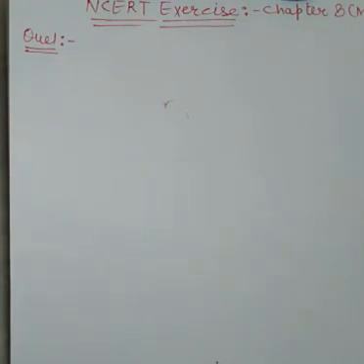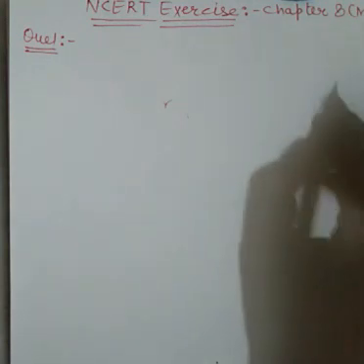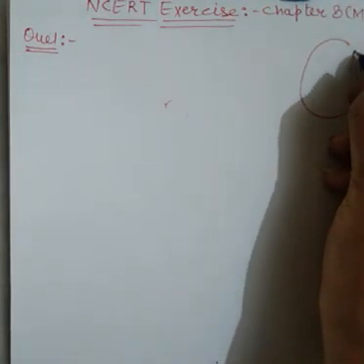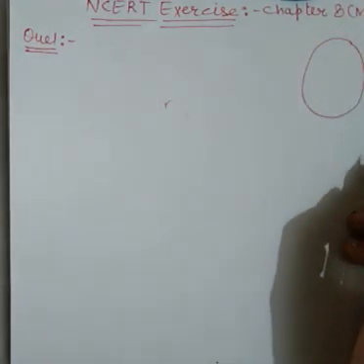Before doing any NCERT exercise, all of you must open your NCERT book to read the statement, but I am trying to make the statement clear here. So let's start. First question. An athlete completes one complete round of a circular track of diameter 200 meter.